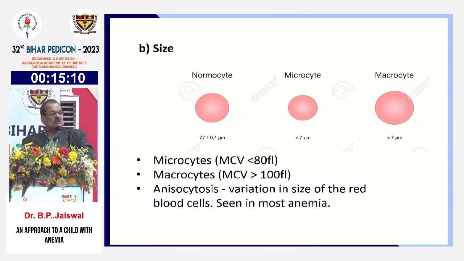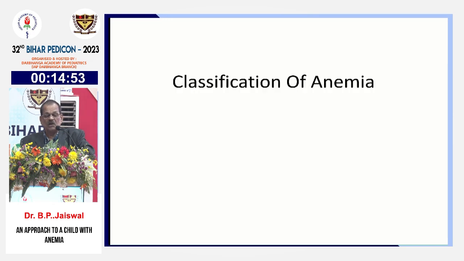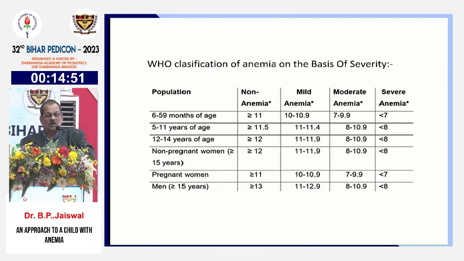Anisocytosis is different types of RBCs so far as size is concerned. When shape is concerned, you say poikilocytosis. Therefore, you will have to appreciate all these things. Now shape, you can see. Now classification of anemia. You can see WHO का classification है anemia का. Many a times हम लोग को लगता है कि anemia का क्या classification होगा. But आप age wise इसको देख लीजिए कि किस age में anemia को हम लोग on the basis of severity classify करते हैं.